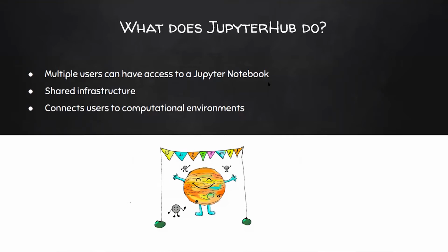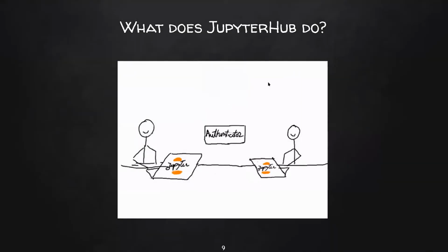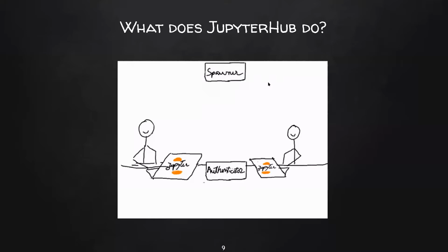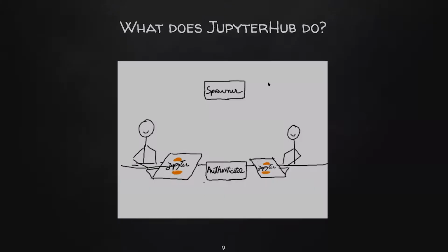So JupyterHub is a project that helps bring groups of people together on the same infrastructure, and it provides them access to Jupyter notebooks on that specific computational environment. So in order to support multiple users, JupyterHub needs an authenticator that decides who is allowed or not into the hub. It needs a spawner that creates that notebook server for each user that logs in, and it needs a proxy that knows how to send the user to their associated notebook.